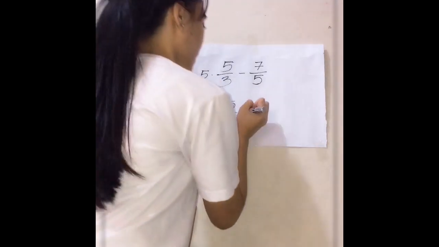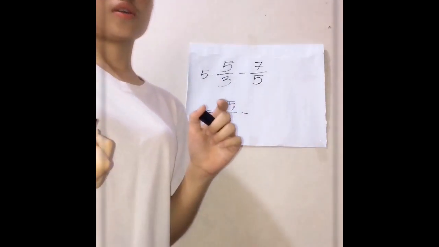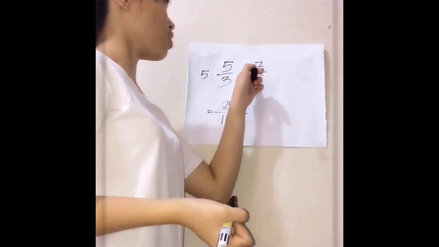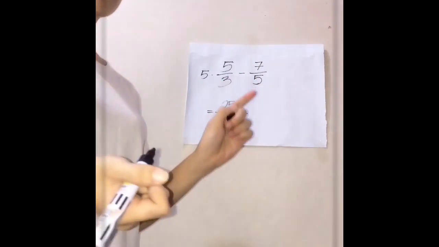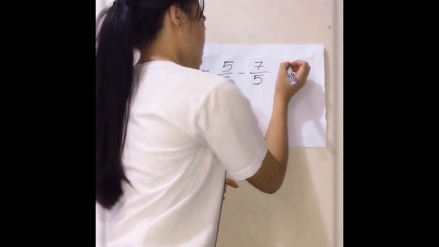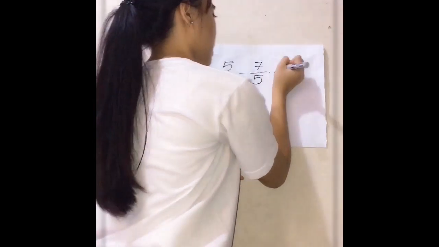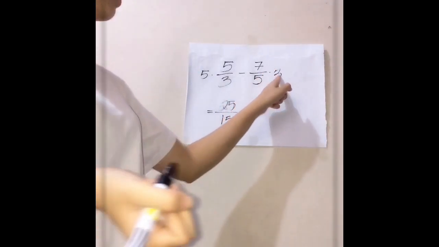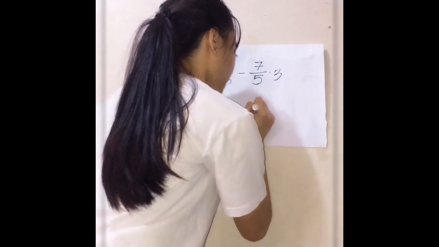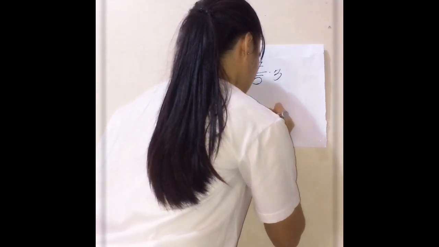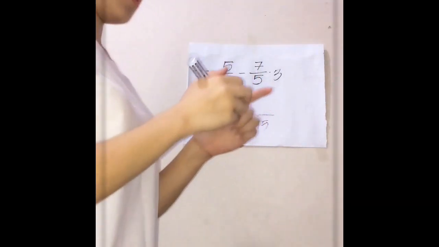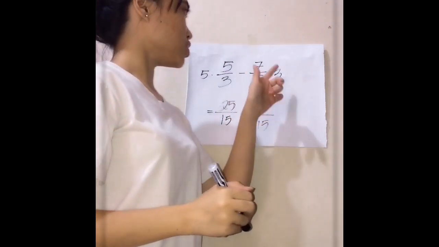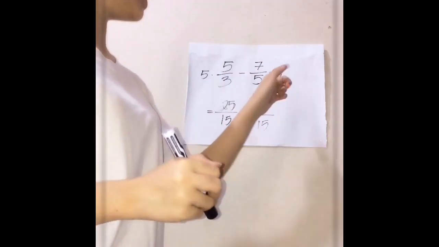So now, our second improper fraction is 7 over 5. You can multiply by 3 to get the denominator of 15. So 5 times 3 is equal to 15. And then also multiply the numerator by 3, which is 7 times 3 is equal to 21.